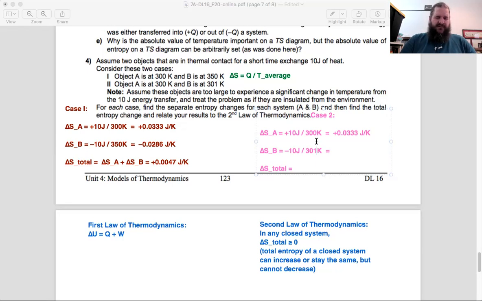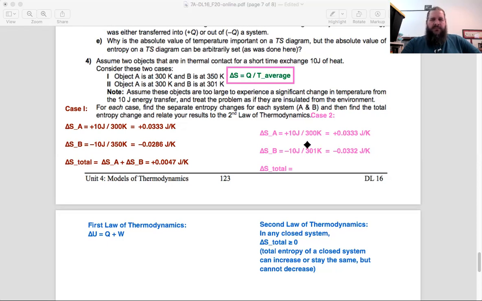So we do that division, negative 10 divided by 301, and we get negative 0.0332 joules per Kelvin. So since B is at a lower temperature, it's losing more entropy. The change in entropy is inversely proportional to the temperature. If we go back to the formula we've been using for delta entropy, higher temperature means less change in entropy per unit of heat. Whereas if B is at a lower temperature, 301 instead of 350, it's experiencing a larger change in entropy as a result of those 10 joules.